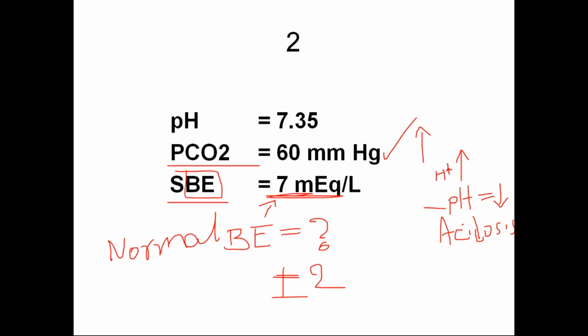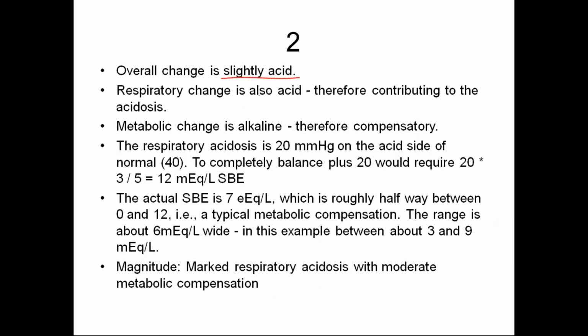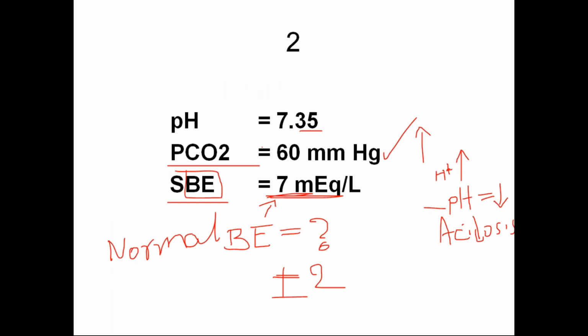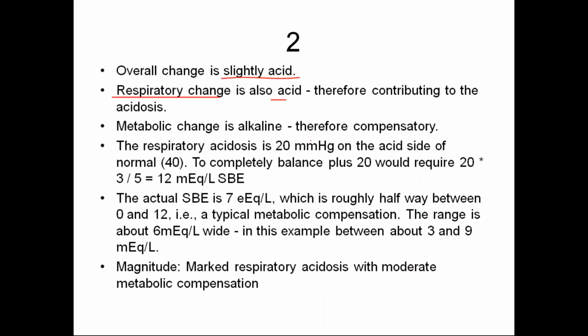pH 7.35 is slightly acidic, 7.4 is actually supposed to be normal. Respiratory changes, as the PCO2 is elevated. That means whenever the PCO2 is elevated, the component is respiratory. If the PCO2 and pH are not going together, then you have to think of metabolic.